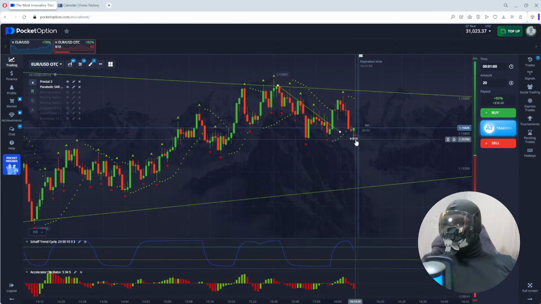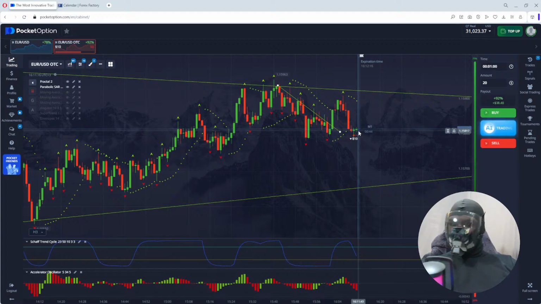But the time for the expiration is going to be somewhere in this candle right here, about 20 seconds till the end of it, right? So about another 30 seconds from now, it should be closing. All right, so keeping an eye out on this. I still believe that it should be going down.